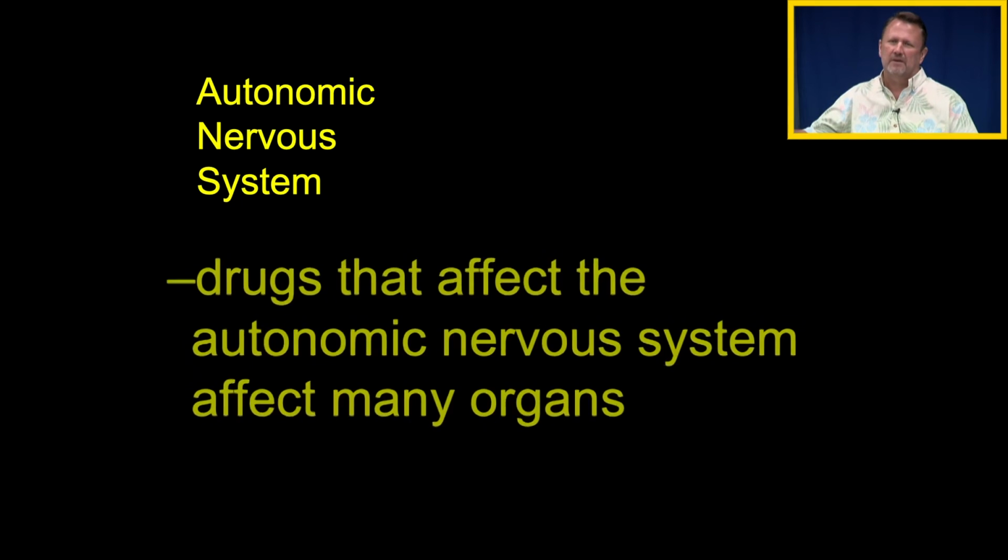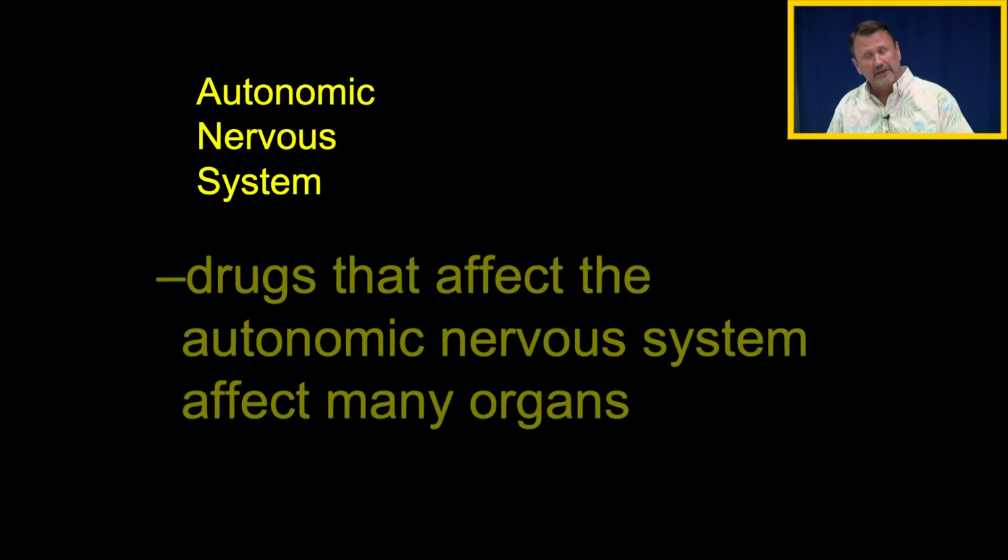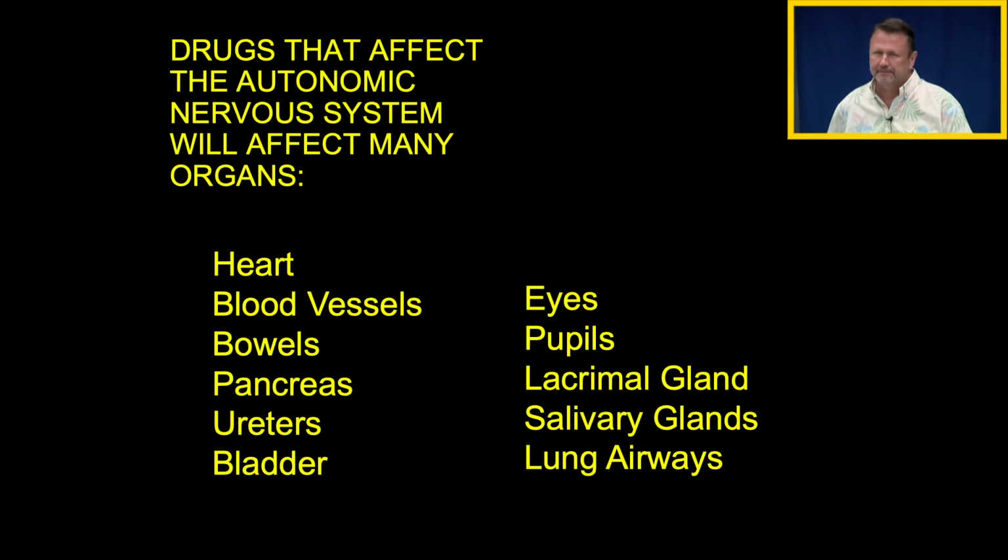Drugs that affect the autonomic nervous system are going to affect all of the organs that are affected by the autonomic nervous system. And that's these organs right here. The heart, the blood vessels, the bowels, the pancreas, the ureter, the bladder, the eyes, pupils, lacrimal glands, salivary glands, lung, airways. All of these are controlled by the autonomic nervous system. All of these are affected by the autonomic nervous system.